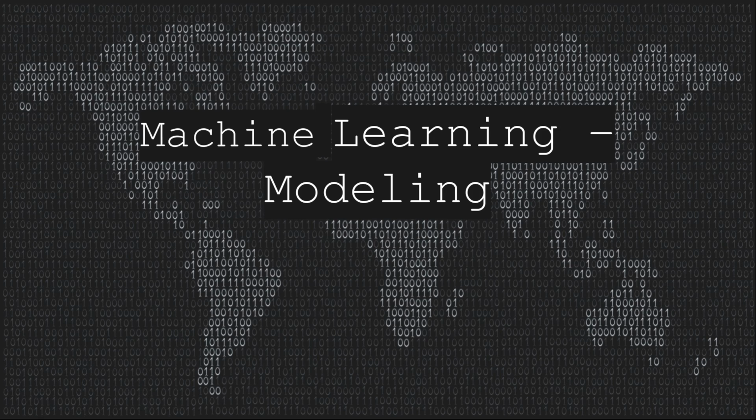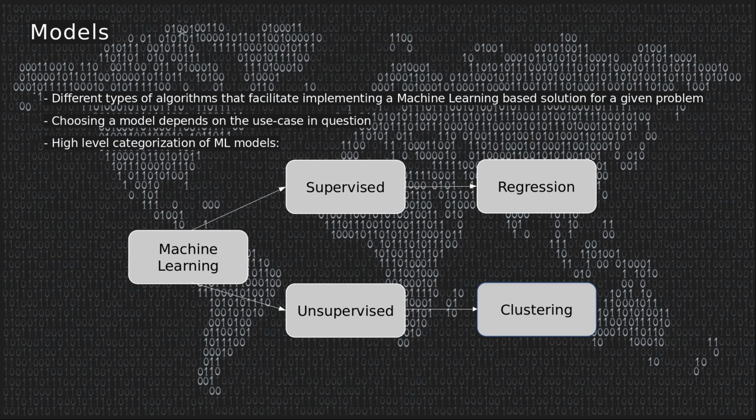Today we are going to talk about the very basics of machine learning modeling. Now if we go by the definition, modeling is nothing but a collection of different types of algorithms that facilitate implementing a machine learning based solution for a given problem. What model we want to choose depends on the use case that we are trying to solve.